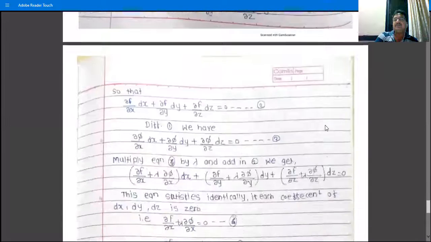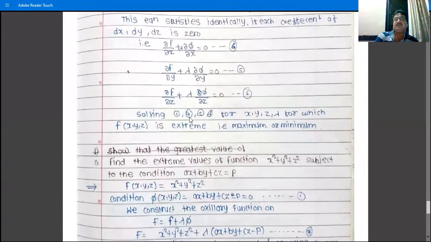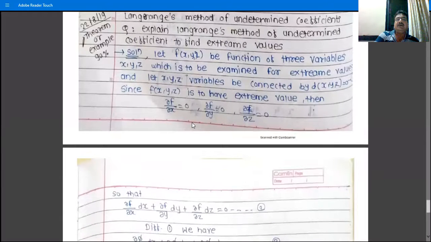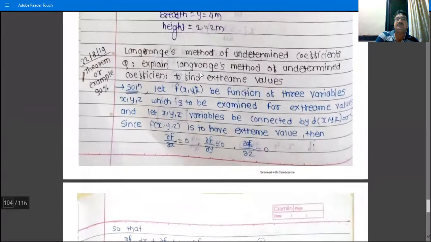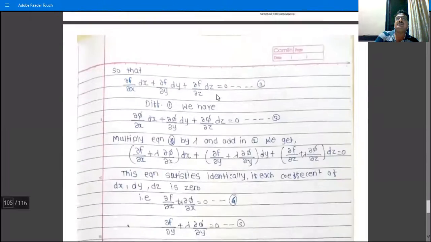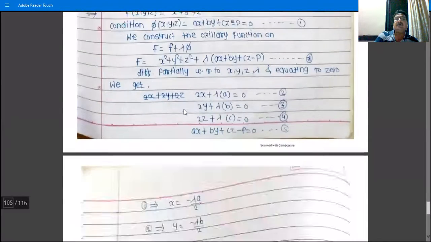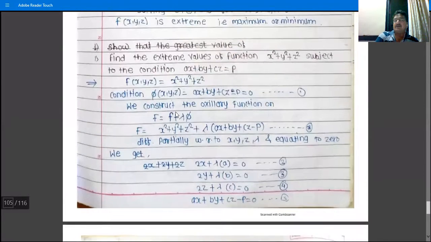Solving equation number 1, that is the given condition, and equations number 4, 5, 6 for x, y, z and lambda, we have the values of x, y, z and lambda for which this function is extreme, that is maximum or minimum. This procedure of finding extreme values of three variable functions is called Lagrange's method of undetermined coefficients.